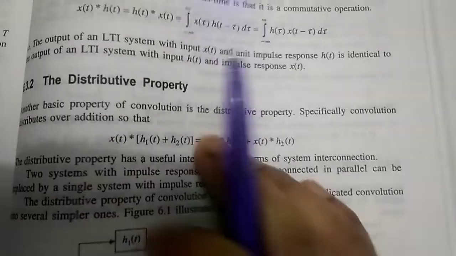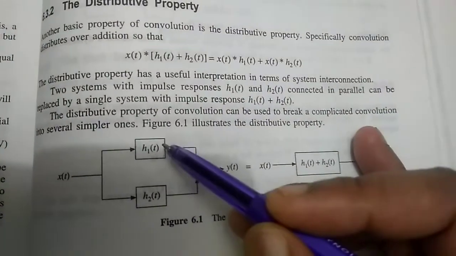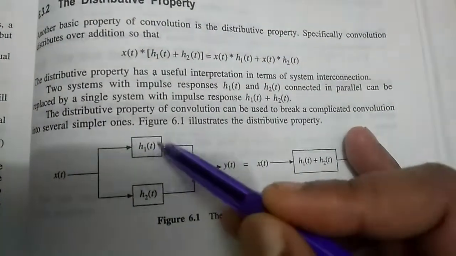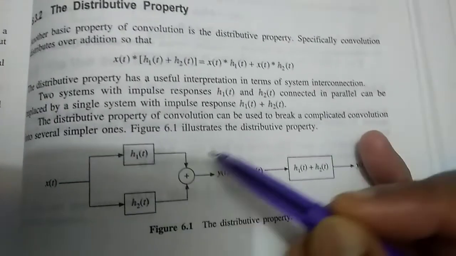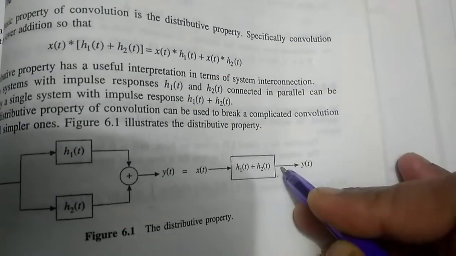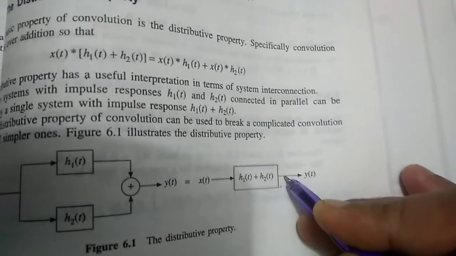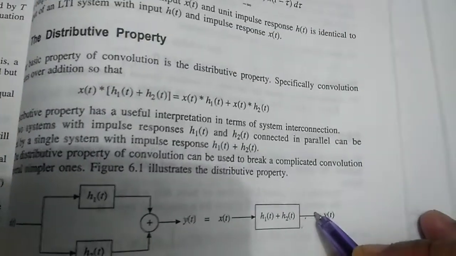The next property is the distributive property, which states that the parallel connection of two impulse responses h1 of t and h2 of t with the signal x of t can be replaced with a single system equal to the addition of these two parallel systems, that is, h1 of t plus h2 of t. This is known as the distributive property.